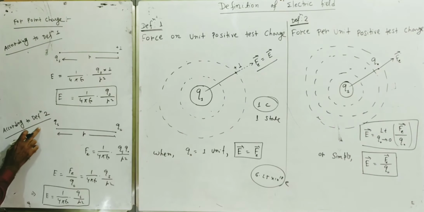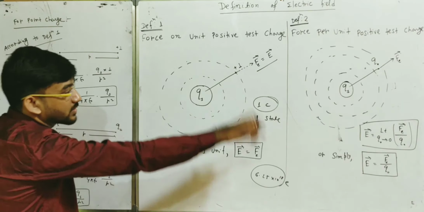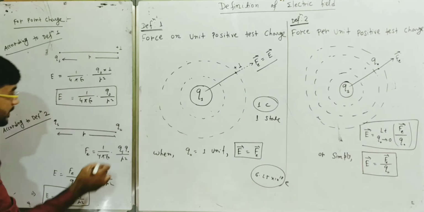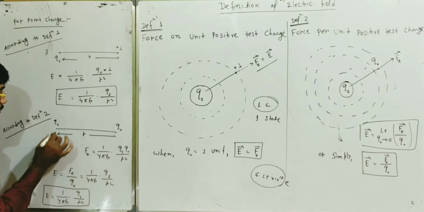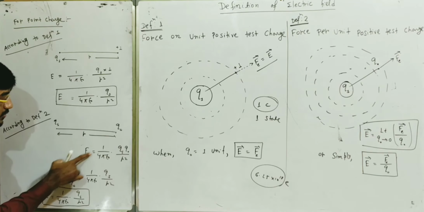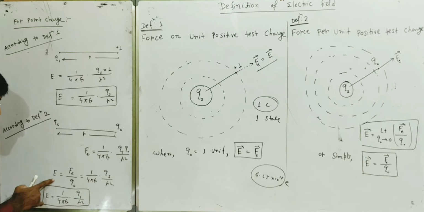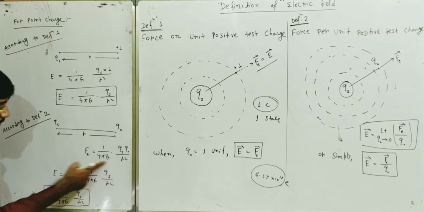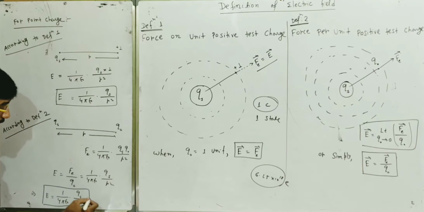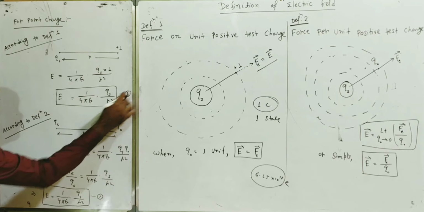Now let me use this definition 2, that is Fe divided by Q0. So we have to put a Q0 charge over here. So we have to determine the force first. So Fe is equal to 1 over 4 pi epsilon naught into Qs into Q0 divided by r square. Now what will be the electric field? E will be Fe divided by Q0. So we have to divide this expression by Q0, and that will be 1 by 4 pi epsilon naught into Qs by r square, which is the same as this expression.